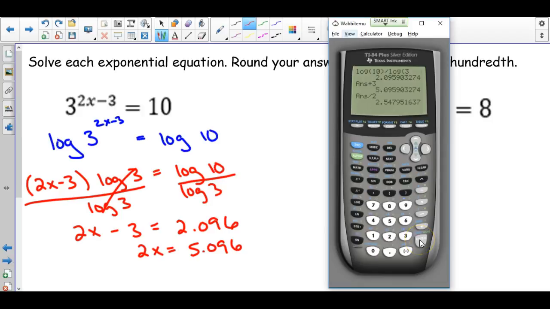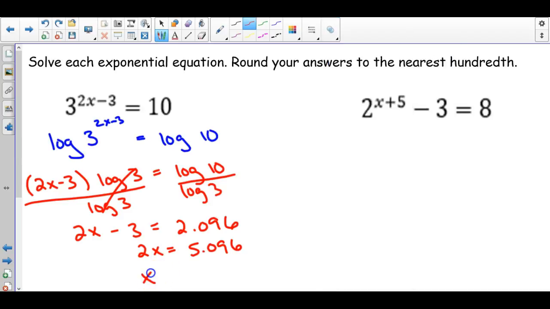So my answer is going to come out to, and the problem says round to the nearest hundredth, so I will leave this as 2.55. So x is going to come out to 2.55. And again, if we wanted to check our answer, what we could do is take 2.55 and substitute it right back up into the equation for x, and you would end up with a value pretty darn close to 10. It would be a little bit off just because of the rounding. The more decimals we would have rounded to, the more accurate our answer would have been.